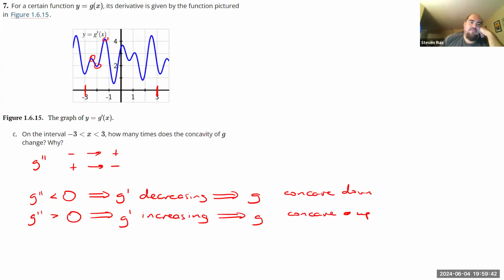1, 2, 3, 4, 5, 6, 7, 8, 9, and this last point's going to be a little bit beyond x equals 3. So I believe, and hopefully you're okay with my reasoning, that there are nine times where this happens on the interval we care about.